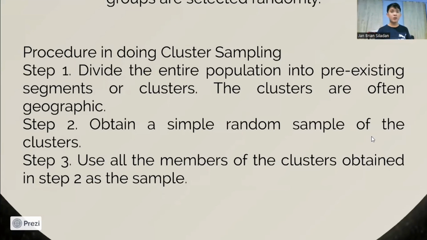This is called cluster sampling because you basically cannot sample a whole population given that it is very, very big. Let's say a region. You cannot sample the whole region because there are different towns and municipalities in a region. You can just have cluster sampling.